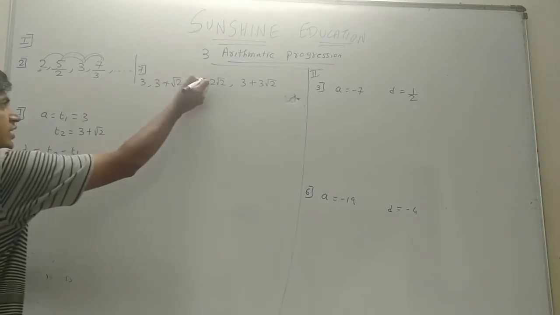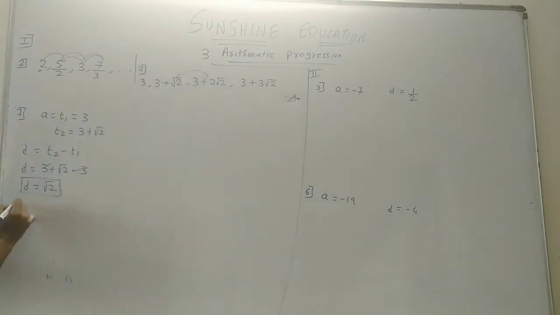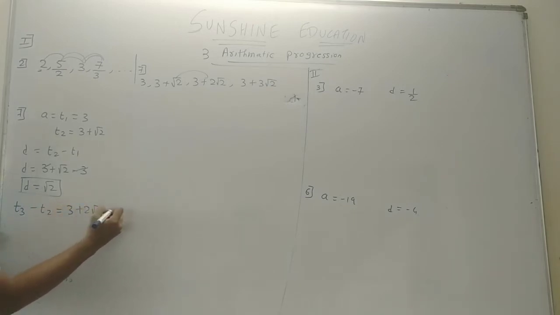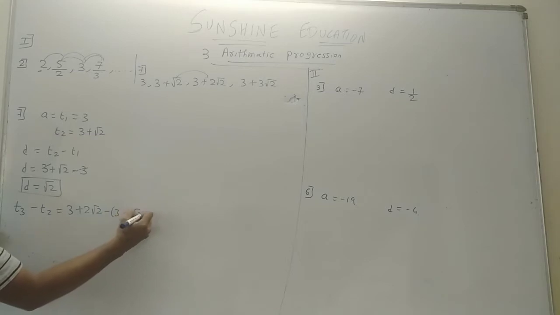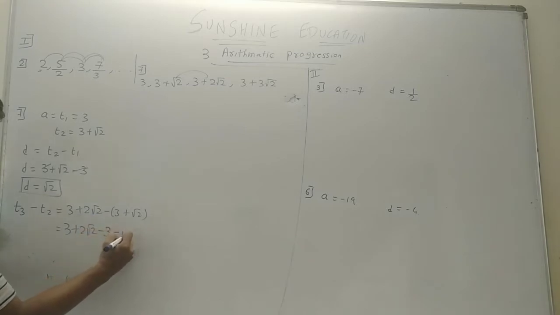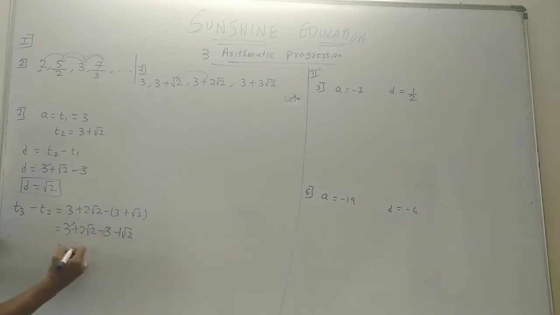Again we will do T3 minus T2. What is T3? 3 plus 2 root 2 minus 3 plus root 2. So 3 plus 2 root 2 as it is. Then I will open the bracket, signs will get changed. Minus 3 minus root 2. Minus 3 plus 3 cancel. 2 root 2 minus 1 root 2. Chapter number 2, 9th standard, real numbers. 2 root 2 minus 1 root 2 is root 2. So again we have the difference as root 2.